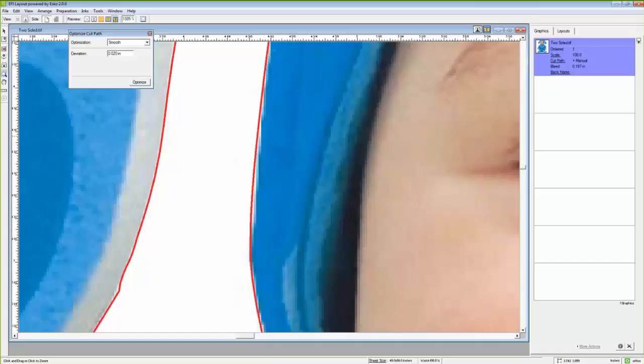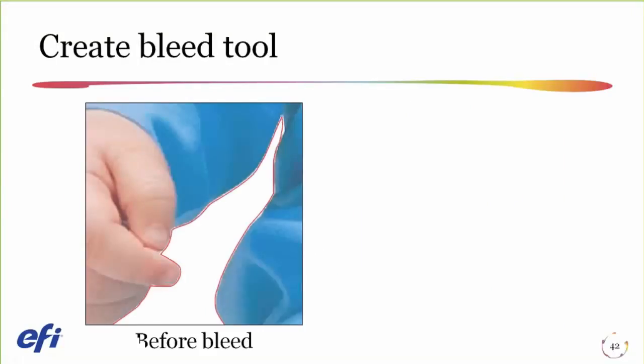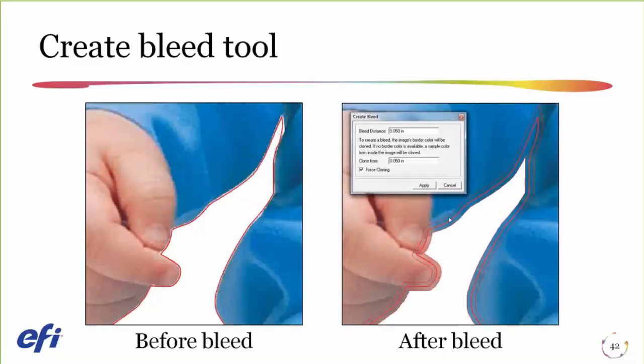Now, you'll notice there's still some gaps here in this cut path. Well, I could undercut this, but we've got other tools we can look at, and that is our bleed tool. With our bleed tool, again, here's our little guy. You see there are white gaps here. Well, I can use the Create Bleed tool to extend pixels beyond the image itself.